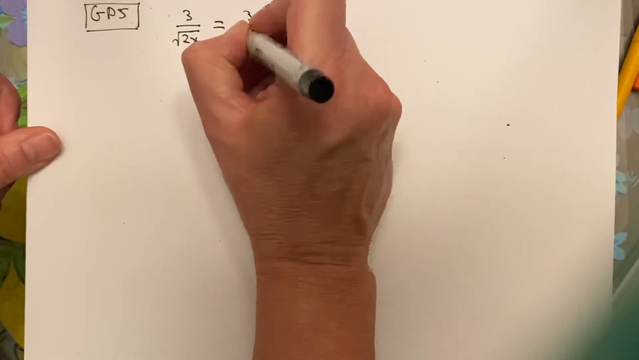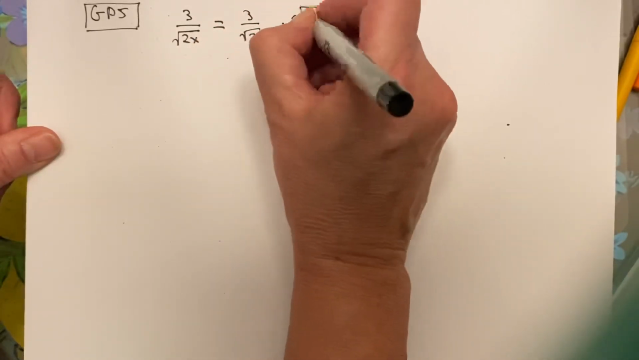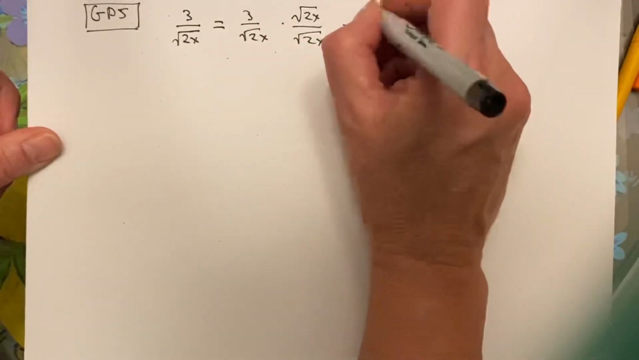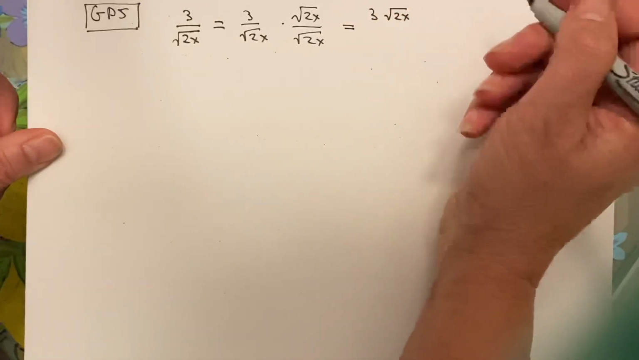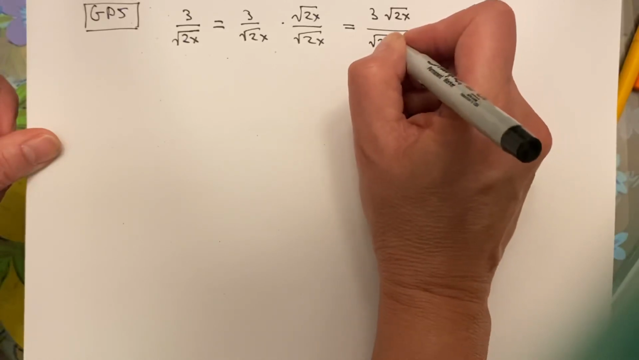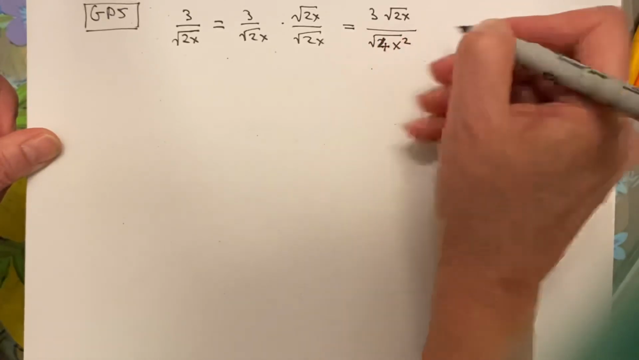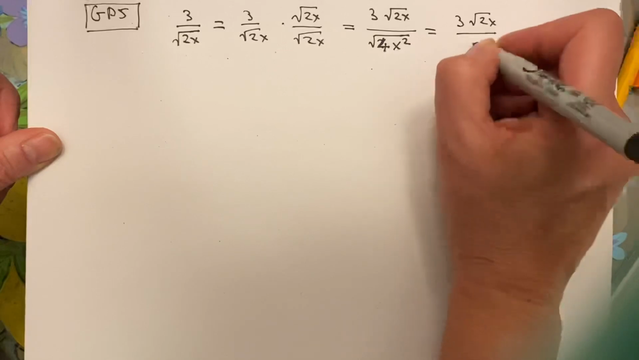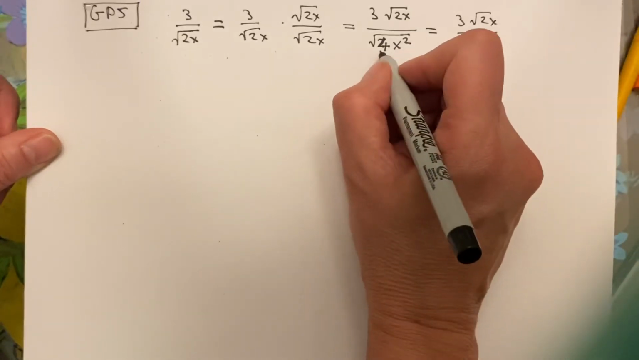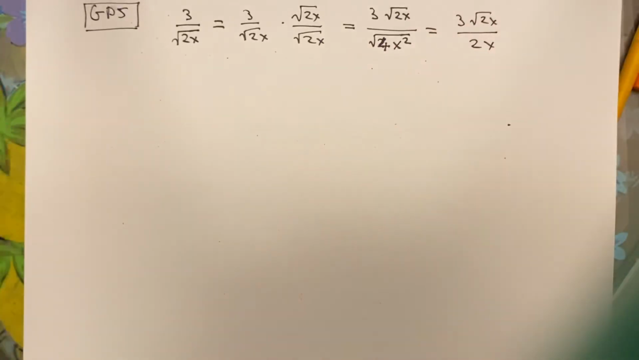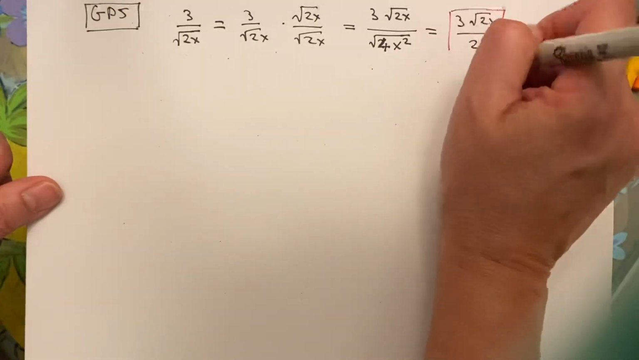So I'm going to take 3 divided by square root of 2x and multiply it by the square root of 2x over the square root of 2x. When I do that, I get 3 square root of 2x in my numerator, and square root of 2x times square root of 2x is square root of 4x squared, which is going to mean 3 square root of 2x over 2x, because the square root of 4 is 2, and the square root of x squared is x. So you should have gotten 3 square root of 2x over 2x.